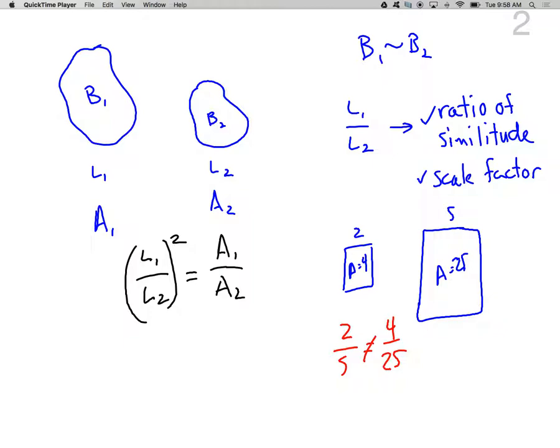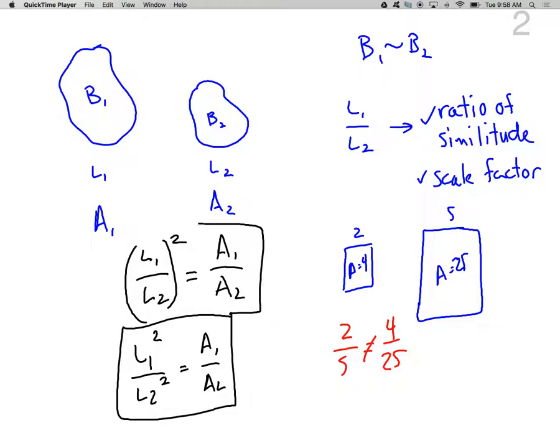If you'd like to rewrite it, you could do L1 squared over L2 squared is equal to A1 over A2. That, or this, is part 1 of the 2-part fundamental theorem of similarity. We'll get to the second part next chapter.